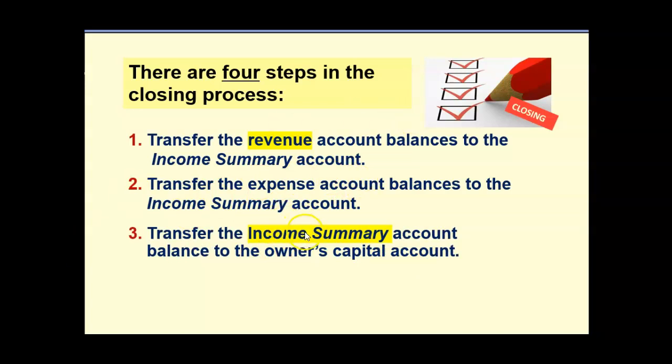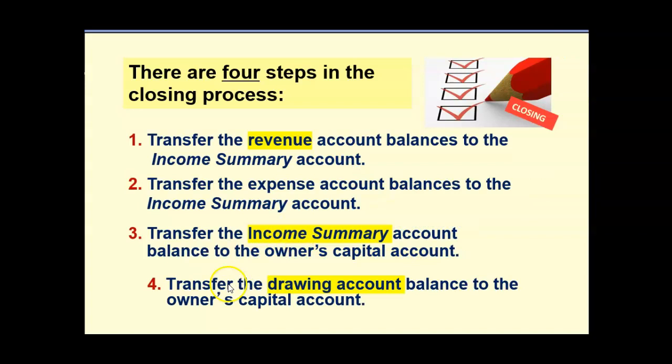Then the income summary account is going to be closed out during the 3rd step of this process. The income summary account will show whether we had net income or a net loss for the accounting period. The income summary account will be closed out to the owner's capital account. And in the 4th step, we're going to close out the owner's drawing account. The balance from the drawing account will be transferred over to the owner's capital account.